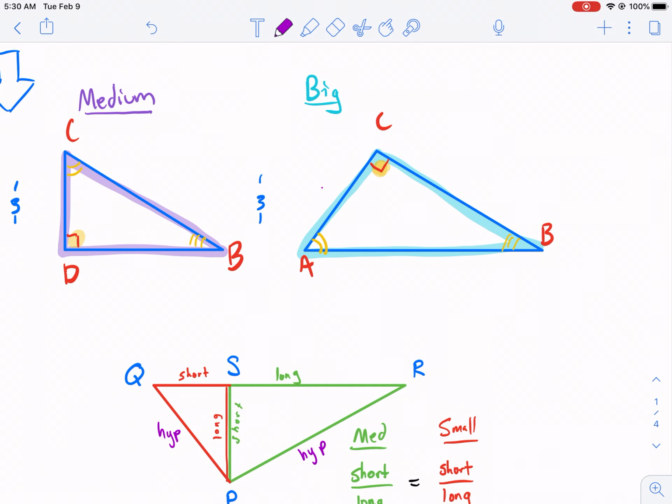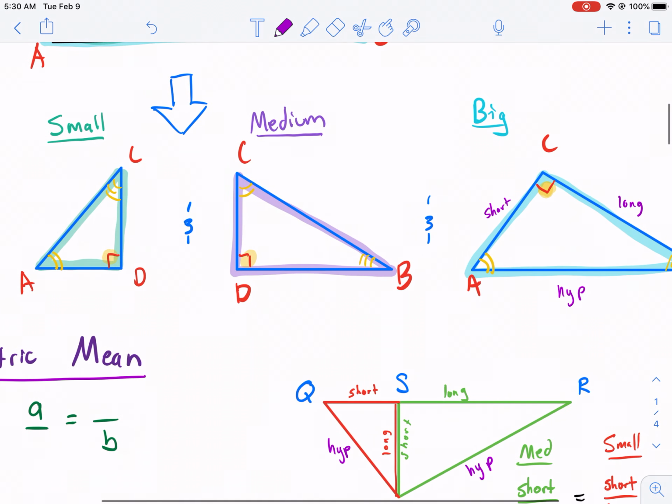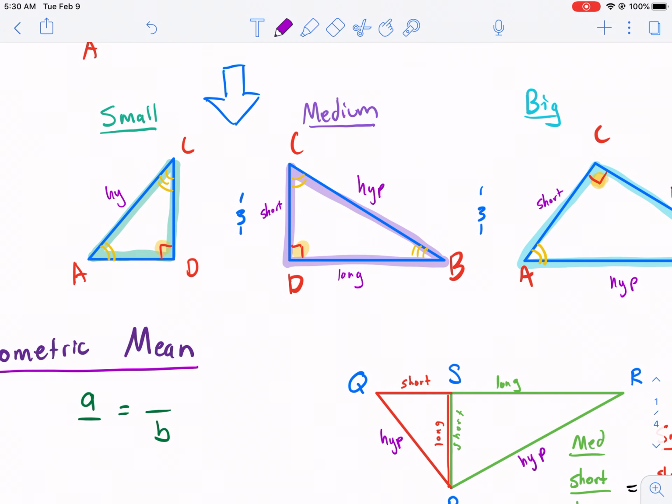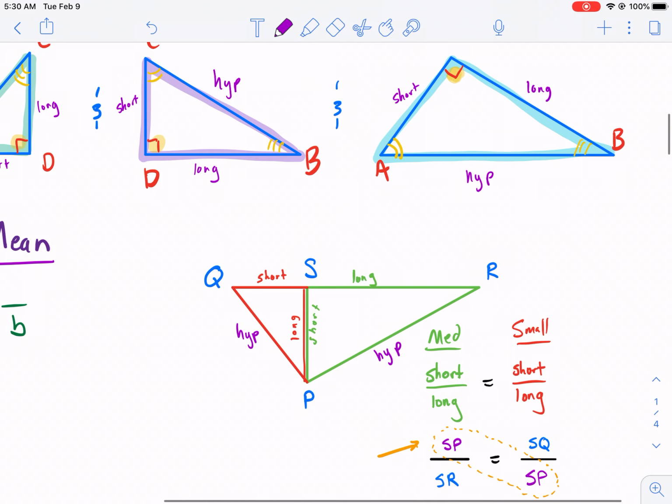So if we go here to the big triangle, there's going to be a short side, a long side, and a hypotenuse. And I think it's important to label it like this and not small, medium, big, because we want to distinguish between the size of the triangle and the length of its legs. So this is a short, not small, a long, not medium, and then a hypotenuse. The hypotenuse is always going to be the longest side, but we want to call it the hypotenuse because it differentiates it from the size of the triangle. Okay, so we have short, long, and a hypotenuse. We're going to be using that, and then small, medium, and big for the size of the triangle.